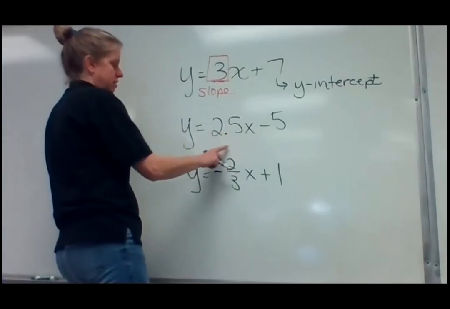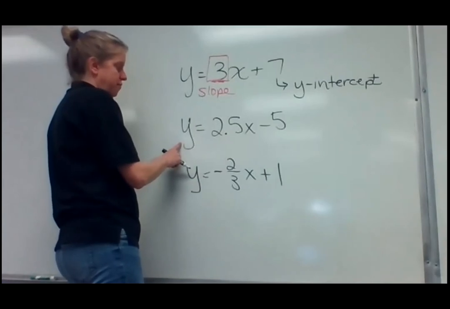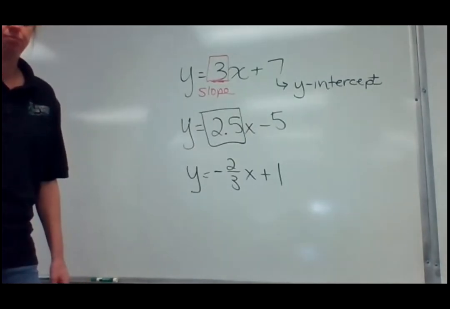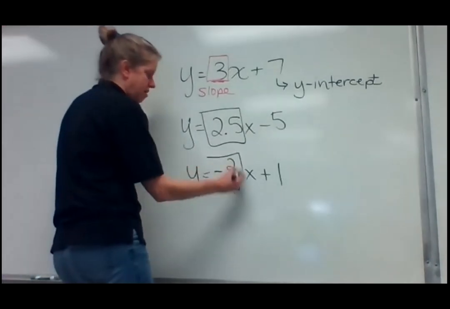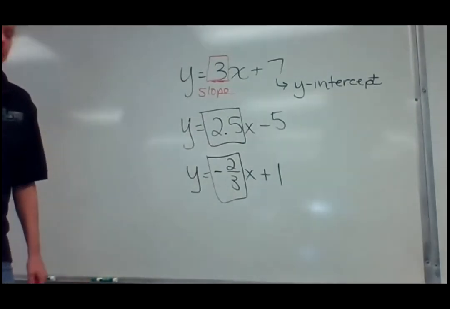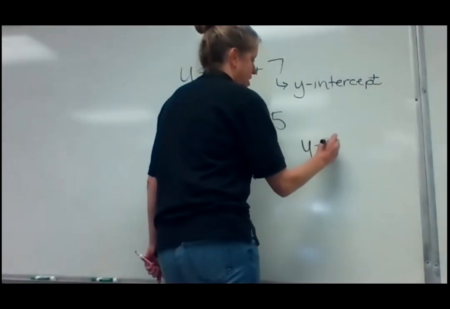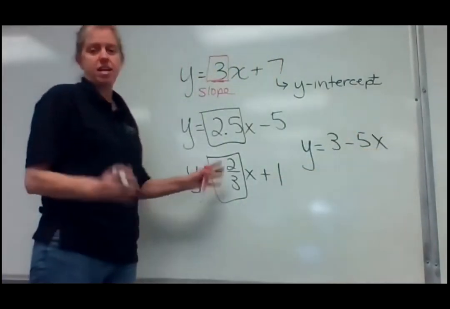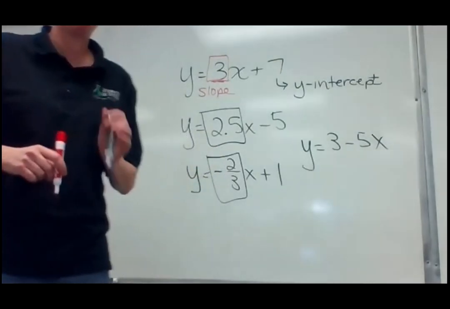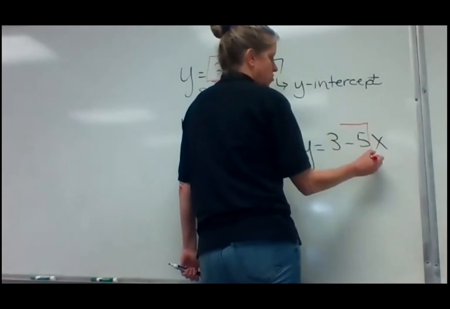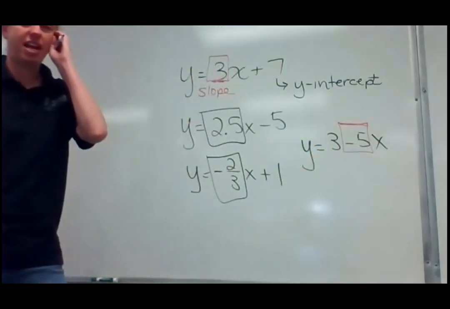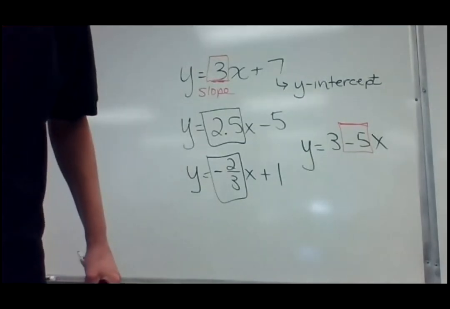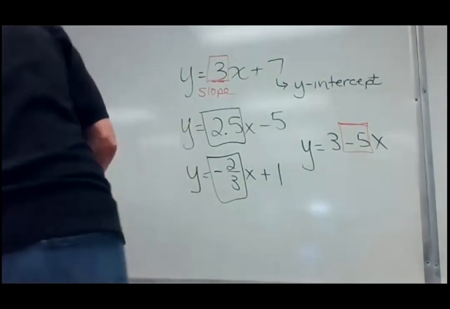This one, it's in slope-intercept form, right? If the y is by itself, the number hooked onto x is your slope. Even if it looks like this, y equals 3 minus 5x. It's kind of backwards, and that's why I don't just say the first number is the slope. It's the number hooked on to the x. So the slope of that one would be negative 5. So the first thing is you got to get y by itself.